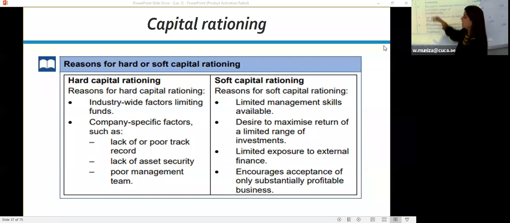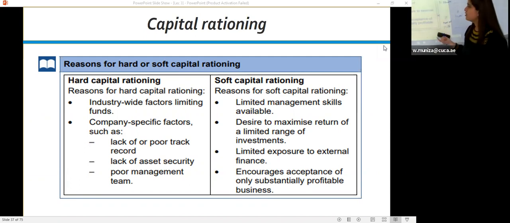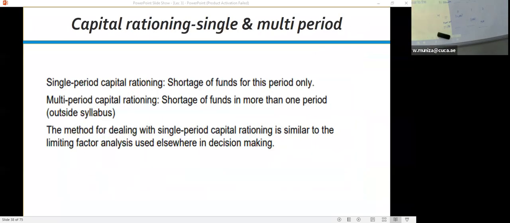These are going to be confined only to the inside boundaries of the organization. These can be limited management skills available. Management is not skilled enough to solve the capital rationing issues. Desire to maximize return in a limited range of investments. Management does not want to invest in most of the projects. Maybe they are risk averse. Limited exposure to external finance, or encouraging acceptance of only substantially profitable business. So in short, management is risk averse. They are not trying to put their investment into multiple projects.